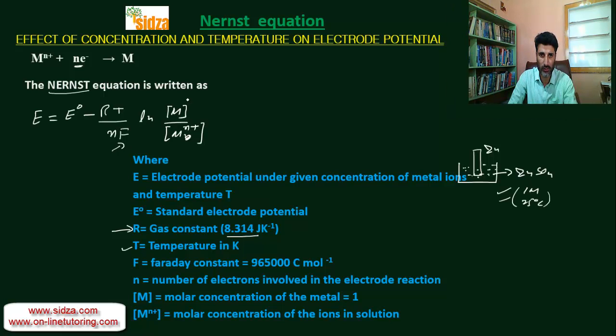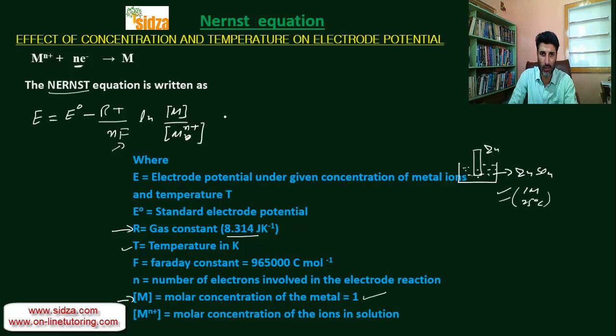This is the concentration of the metal, which is always taken as 1. The molar concentration of a solid substance is always taken as 1. And this is M n+, meaning the metal ion concentration, the molar concentration of the ions in the solution. How much is the concentration of the zinc sulfate, suppose, here. So changing these concentrations will also change the electrode potential.